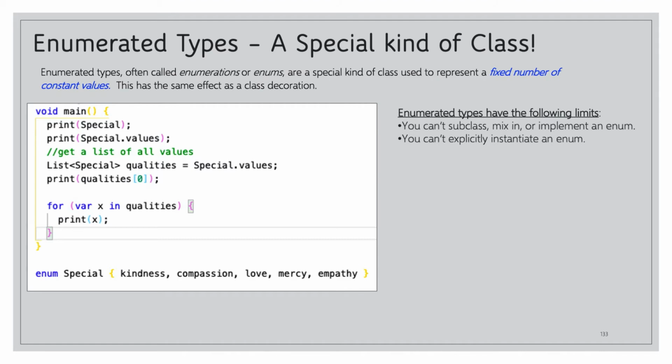Then we can elicit each one by their position. Zero-based, so qualities[0] would bring us back Special.kindness. It's the first one in the list. We can employ a for loop, a for-in, for var x in qualities print x, and that would one at a time print Special.kindness, Special.compassion, Special.love, etc. So enums represent a fixed number of constant values.